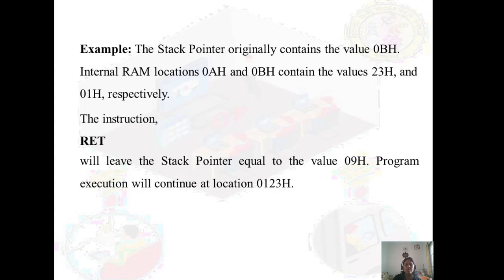Understood? So for program execution, in location 0AH we have 23H and in 0BH we have 01H. First the MSB, 01H, will be retrieved, then 23H will be retrieved. So the memory location will be 0123H.